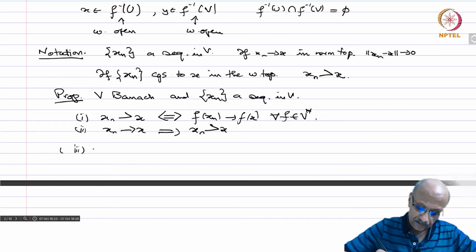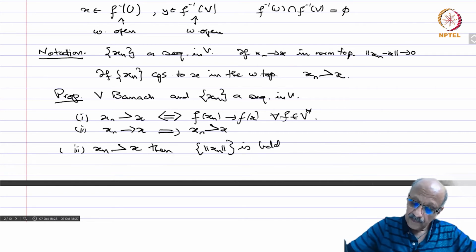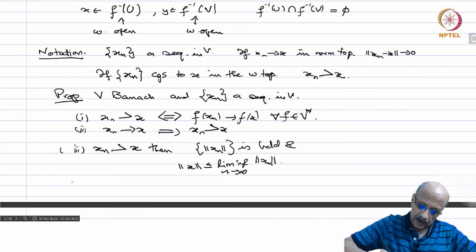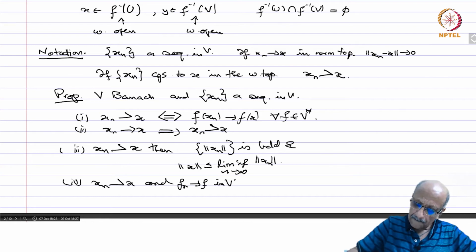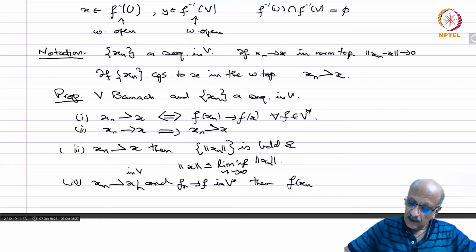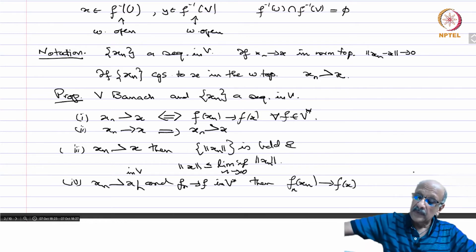3. If xn converges to x weakly, then norm xn is bounded and norm x is less than or equal to lim inf as n tends to infinity of norm xn. And then 4, if xn goes weakly to x and fn converges to f in V star, then fn of xn goes to f of x. So remember, you have two sequences here. If one is strong and the other is weak, then the limit will be the correct one.